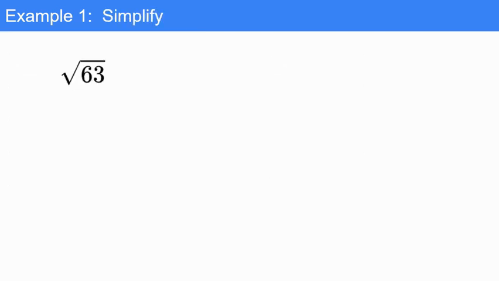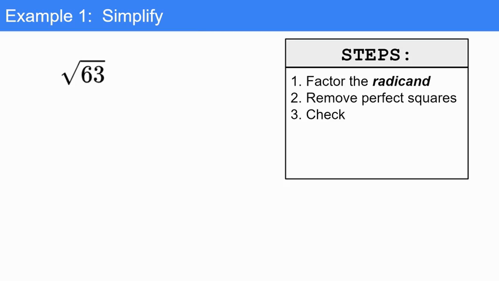For example, what if you were asked to simplify the square root of 63? Well, we're going to use these 3 steps. First of all, we're going to factor the radicand. That's this value underneath the square root symbol. We call that the radicand. We're going to remove any perfect squares, and then we are going to check our work to make sure that what we did is correct.